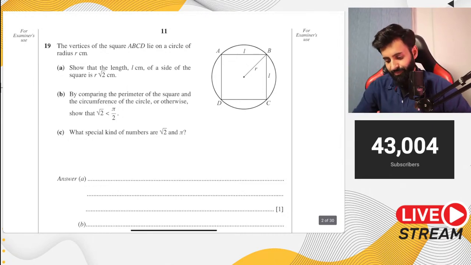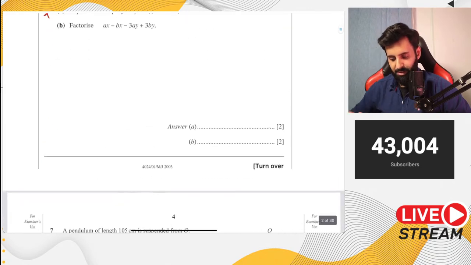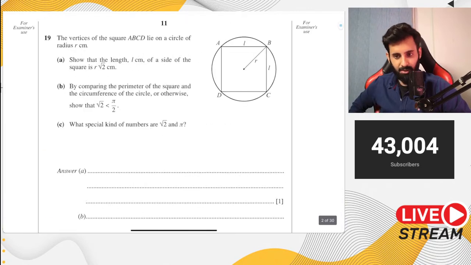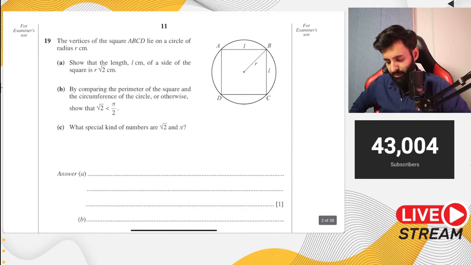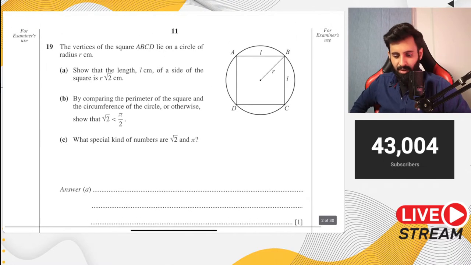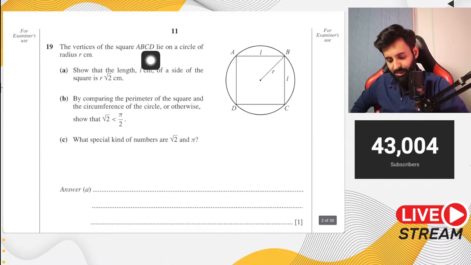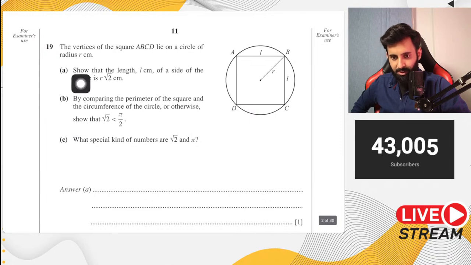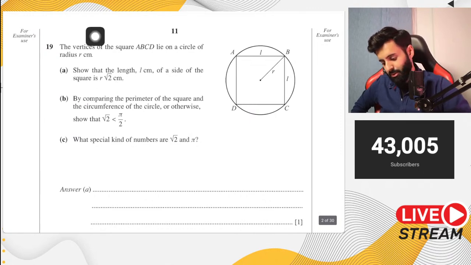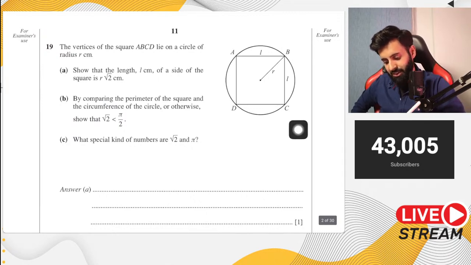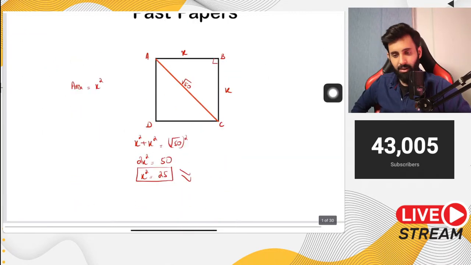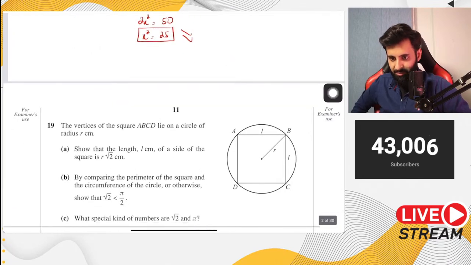Okay, now, so this is a question from May, June 2003. I believe most of you who are watching this weren't even born by then, okay? So let's see how we can do this question. So it says, the vertices of the square ABCD lie on a circle of radius R centimeter. All right, there you go. Show that the length L centimeter of a side of square R under root 2. Okay, so actually, when I saw this question, that's when I came up with the idea of giving this as question of the day, okay?